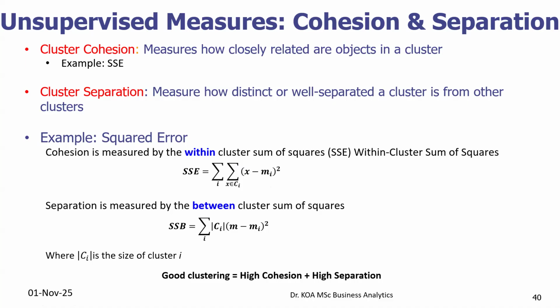Separation deals with between something. Cohesion deals with within. If you have done ANOVA before, if you haven't, don't worry, look at it. But if you've done ANOVA before, you look at the differences between groups and differences within groups.